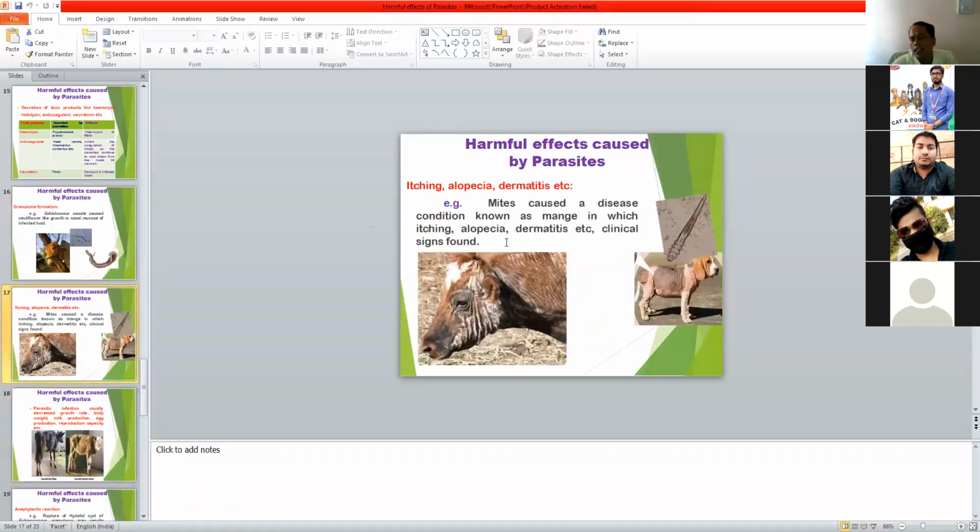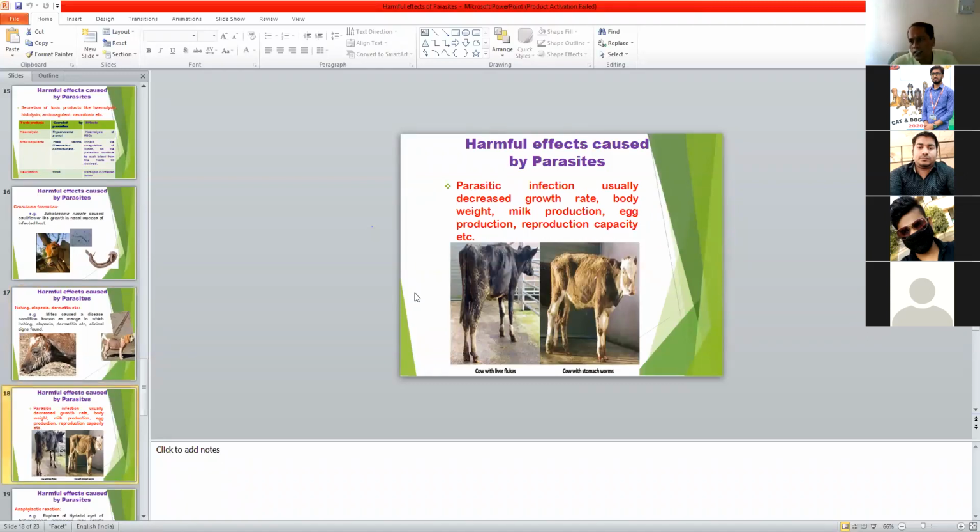Then some of the parasites cause itching, alopecia. Itching means irritation, khujli, and alopecia means loss of hair, and dermatitis, inflammation of the skin. Most commonly, mites cause mite infection. This is also an ectoparasite found beneath the skin. And this is the Demodex mite, commonly found in dogs, causing alopecia, itching. Some mites do not cause alopecia. Sarcoptes causes alopecia and itching in the infected host.